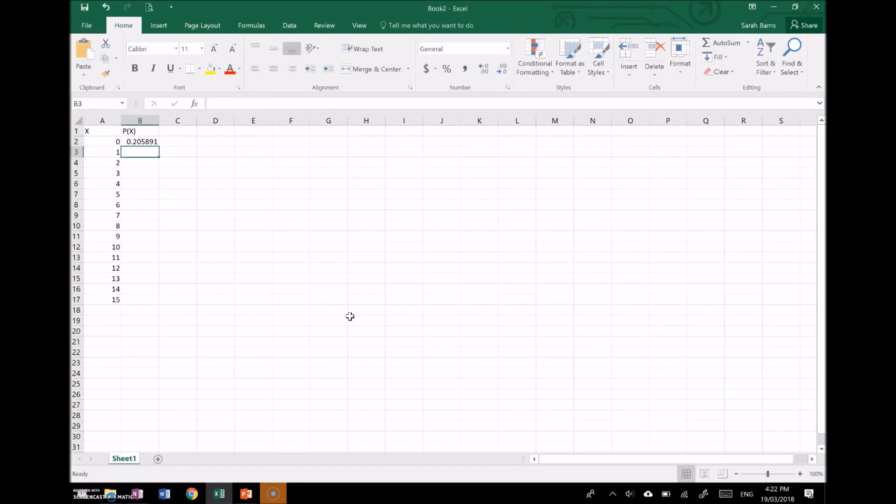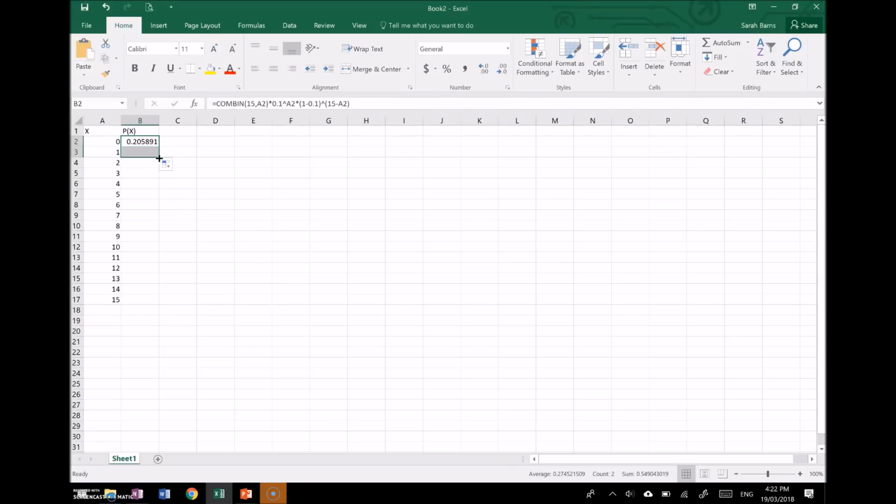So if we hit enter, it's going to calculate for us the probability of that happening. So it's about 0.2 or 20%. Now we could go through and type out the equation again for this next case, which is where we have one person who is left-handed. Alternatively, we've already typed this out, and what you can do is use the little box in the corner to drag down this formula.